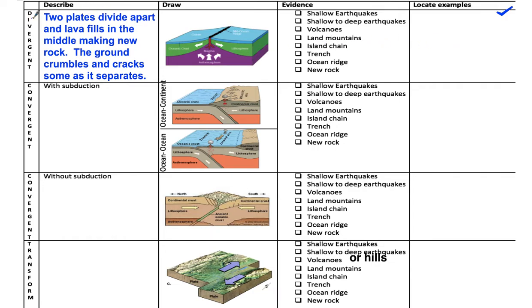So go ahead and copy down your definition or your describe for what is happening at a divergent boundary. Like we did before, we wrote down that the keyword to remember for divergent is to divide. So here it says that there's 2 plates divide apart and the lava fills in the middle, making new rock. The ground crumbles and cracks some as it separates.